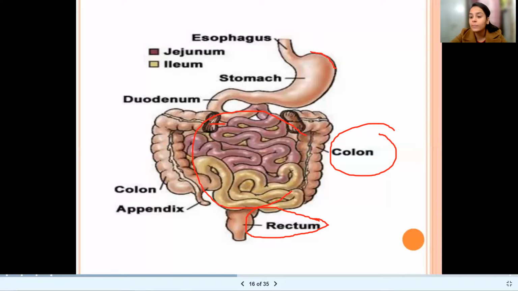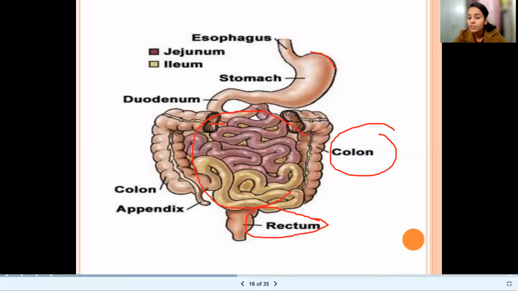Now the colon is made of 4 parts: ascending colon, descending colon, transverse colon, and sigmoid colon. As you can see, it moves up and down, and according to that its name is given. The next one is the rectum, which is the opening to the anus.